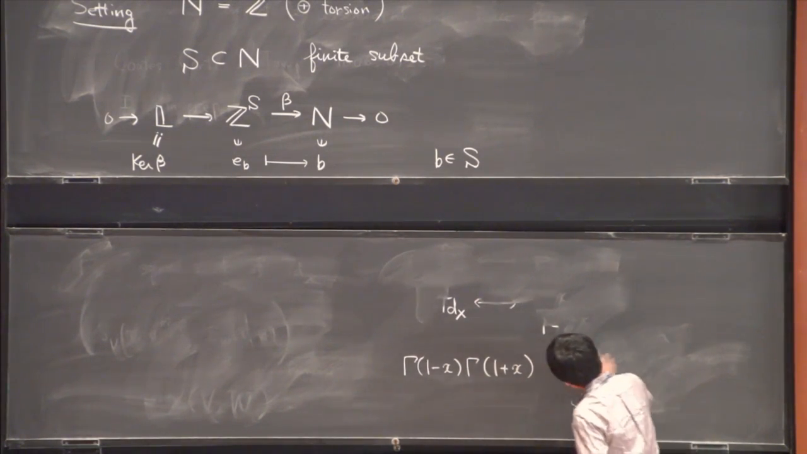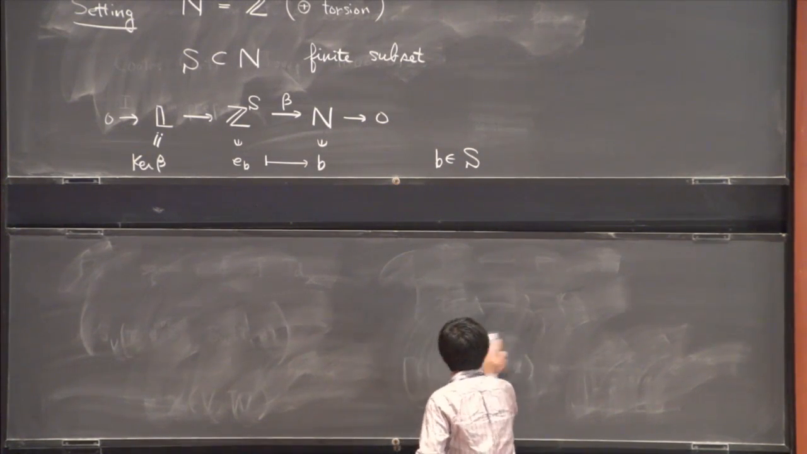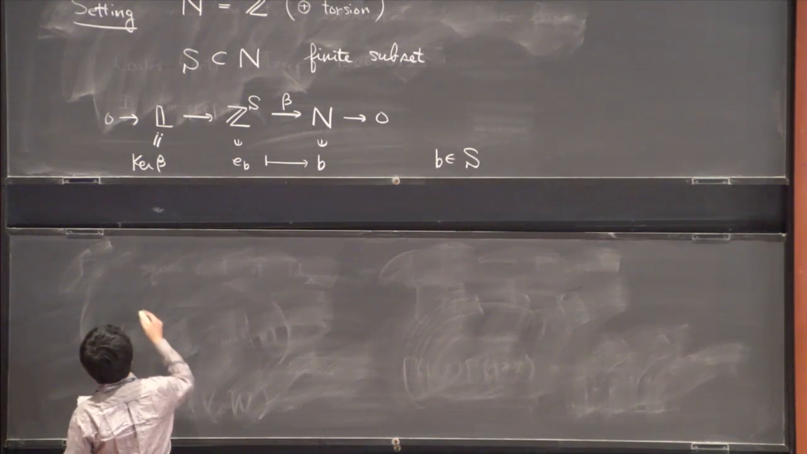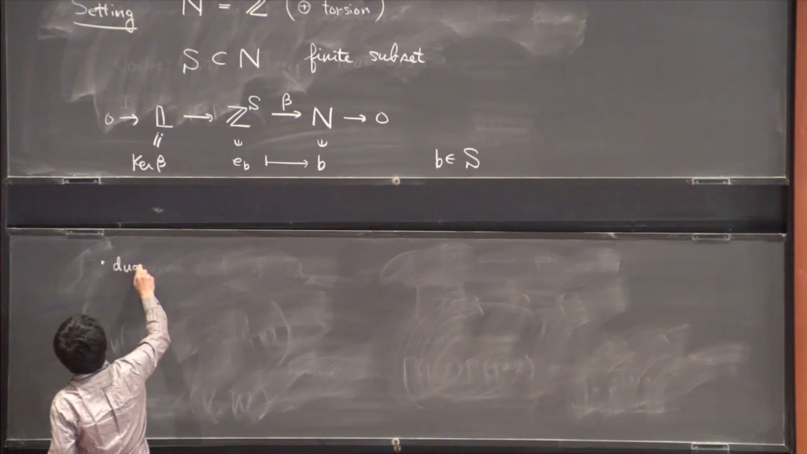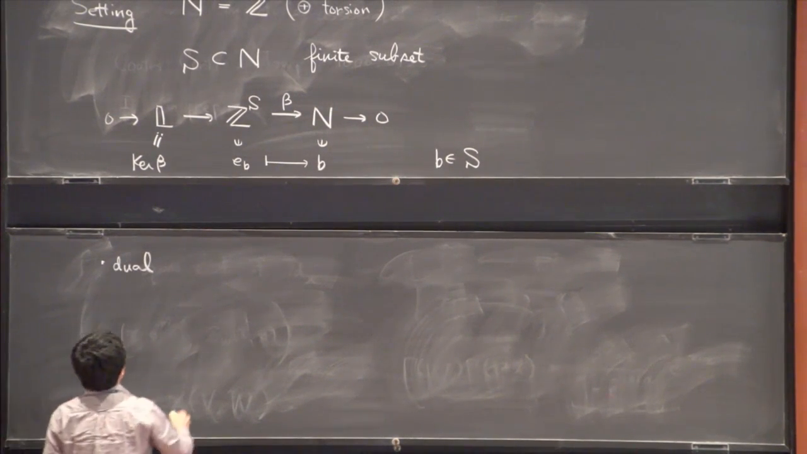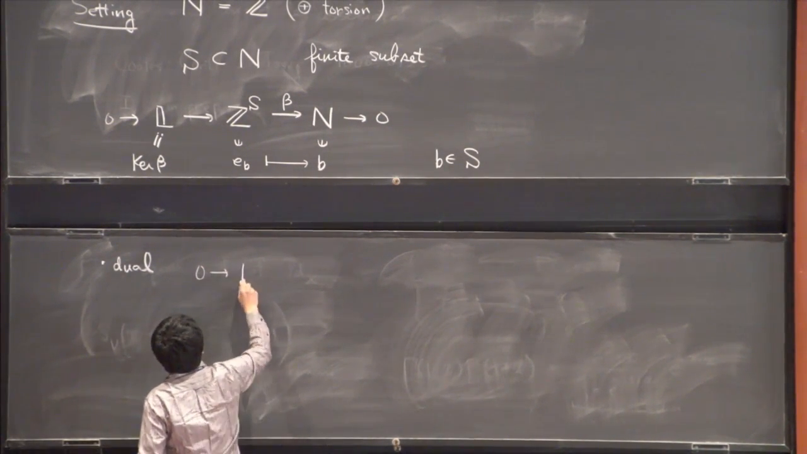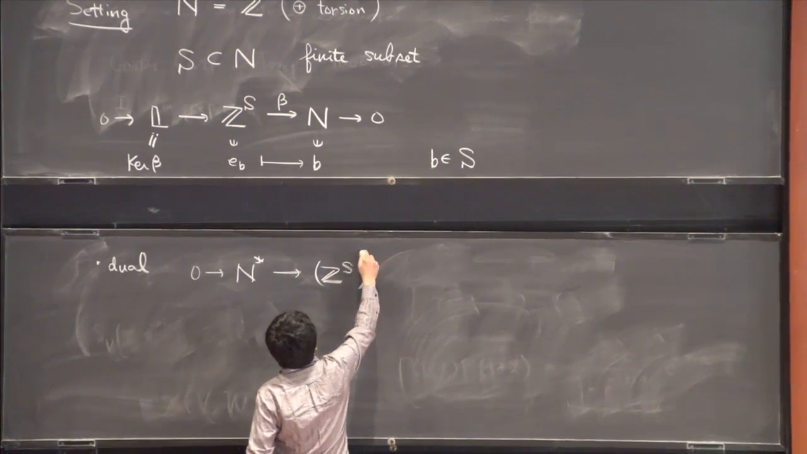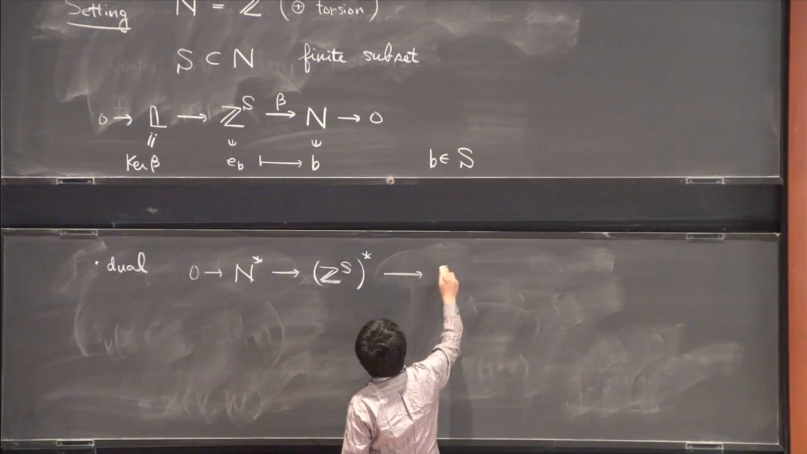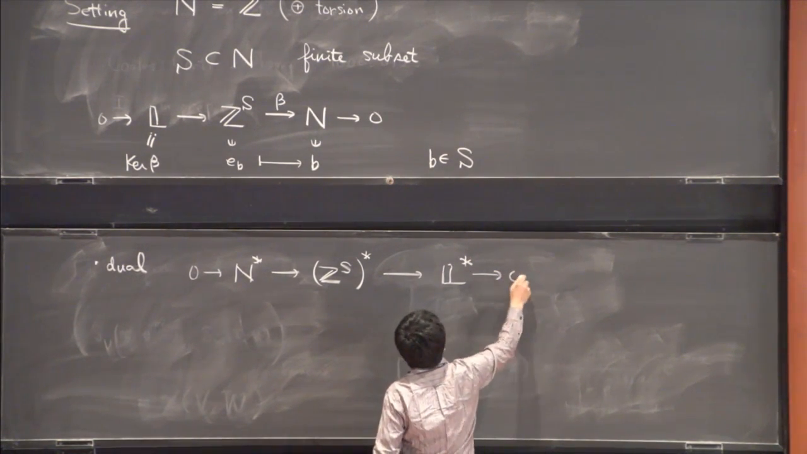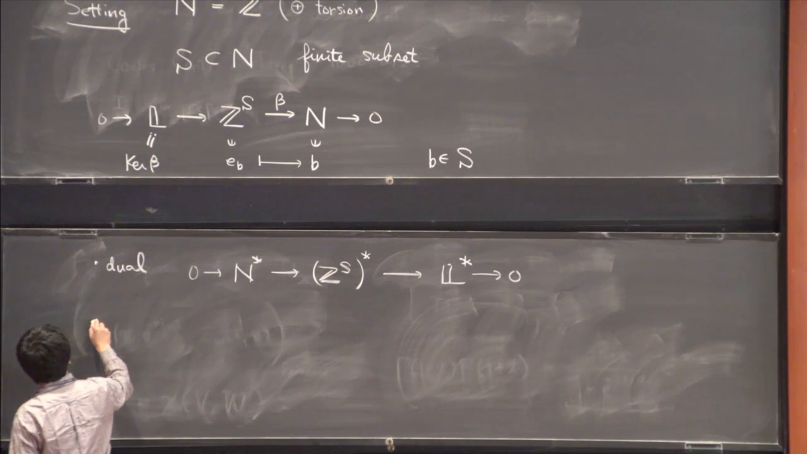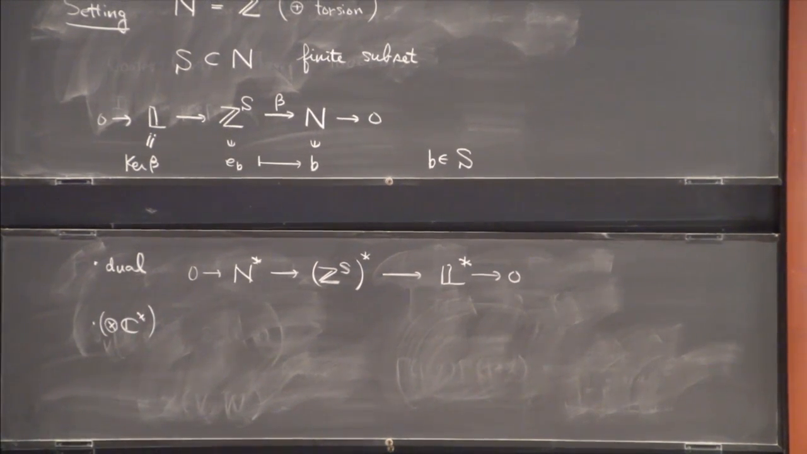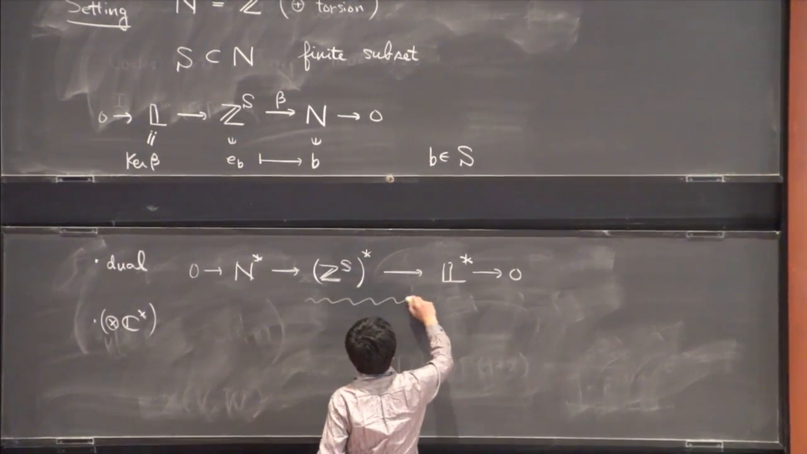And in this situation, the Hori-Vafa, or Givental, mirror is constructed as follows. You first take the dual of this sequence. Maybe I just assume N is free. So you get Z to Z, L dual, and then tensor with C star. Then that gives you the mirror family.